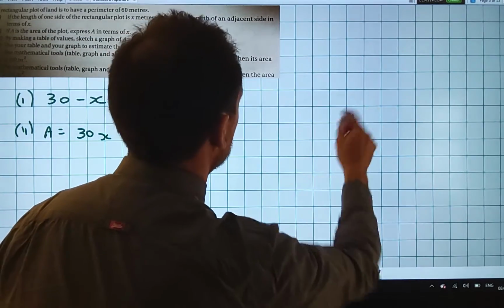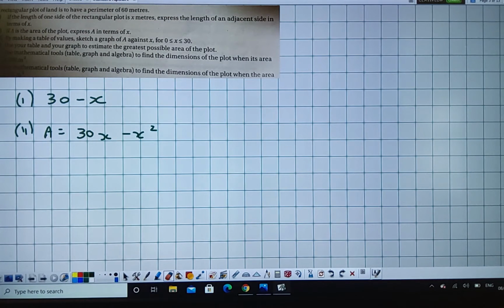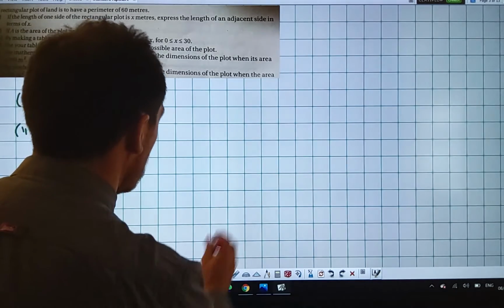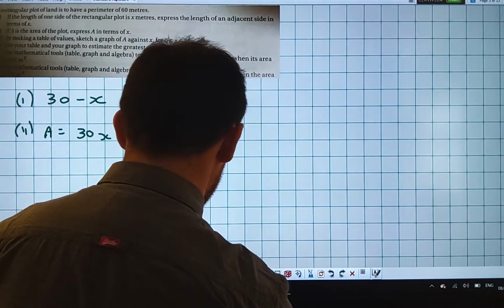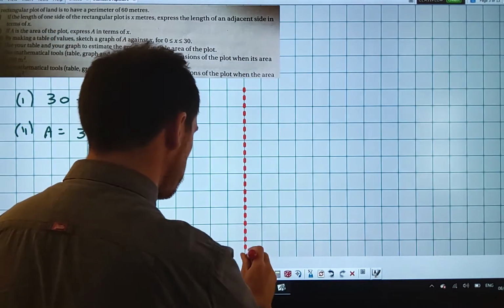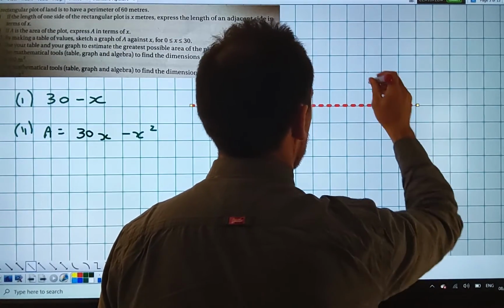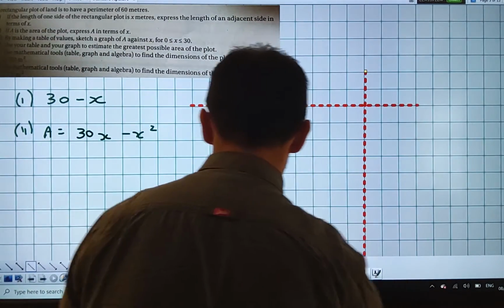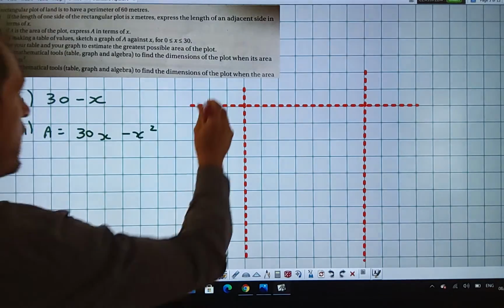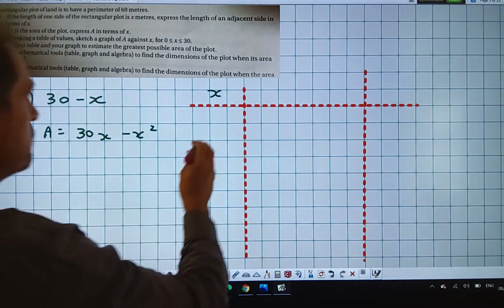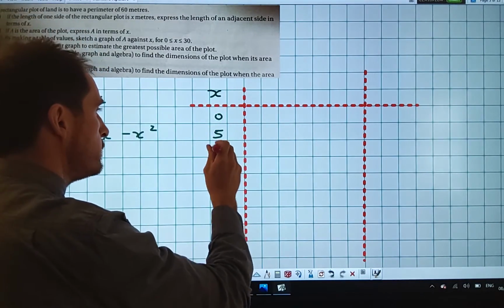So for part 3, by making a table of values, sketch a graph of A against x for 0 to 30. Okay, so we're making a table of values. Now I'm just going to go up in 5s here. So I start off by making the table and I just do this. Okay, and I draw this across here like that. And we go like this. Now it's for the area. So we've got x, and x goes up as far as 30. So we go up in 5s.